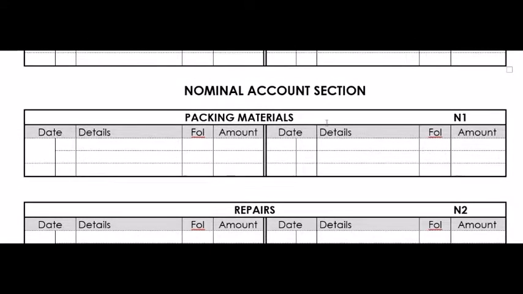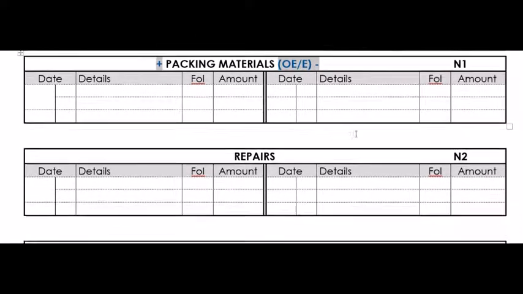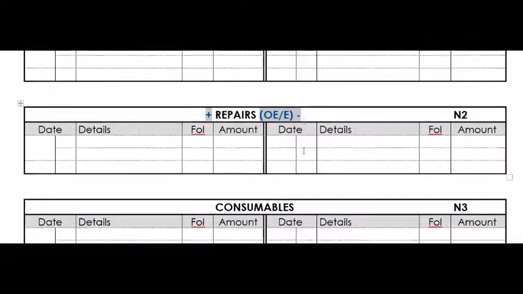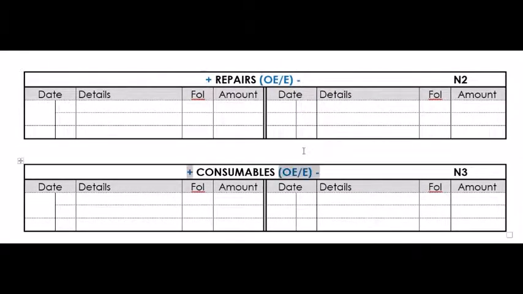Then packing materials. Packing materials is an expense, owner's equity expense, that increases on the debit side because the E for expenses is the E of debit. And repairs is also an expense that increases on the debit side, as well as consumable stores.